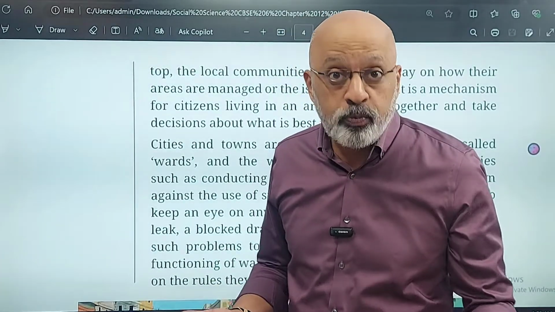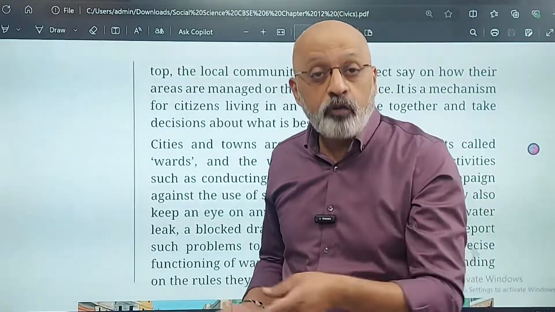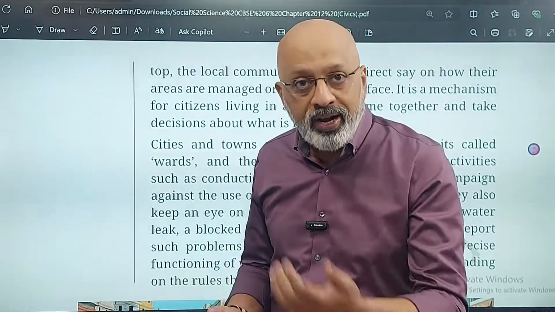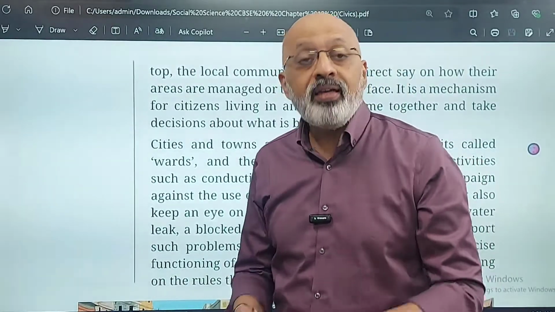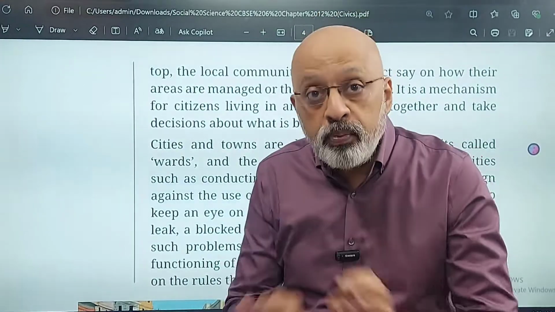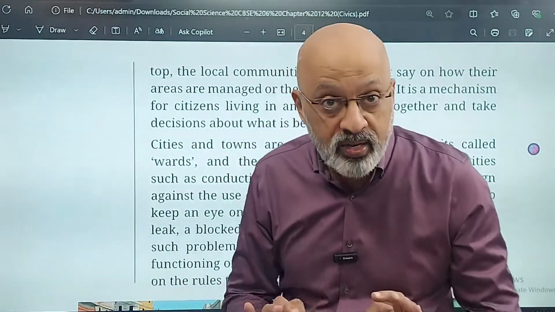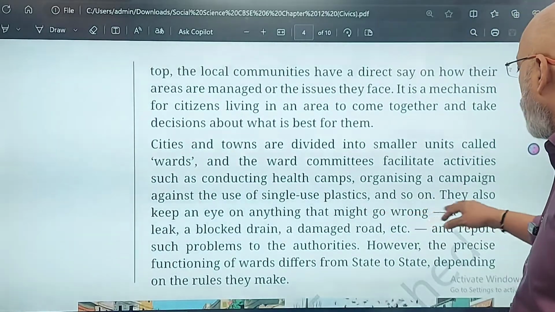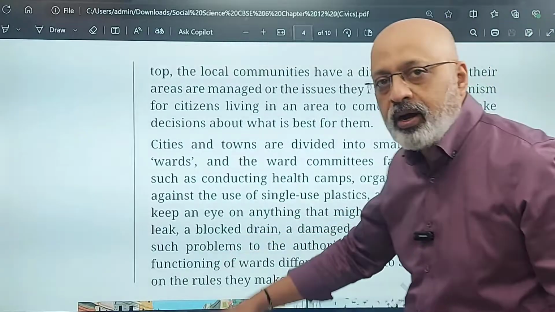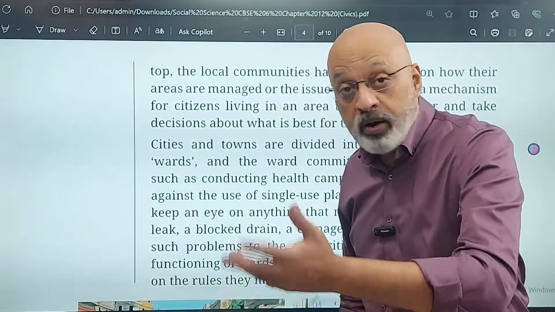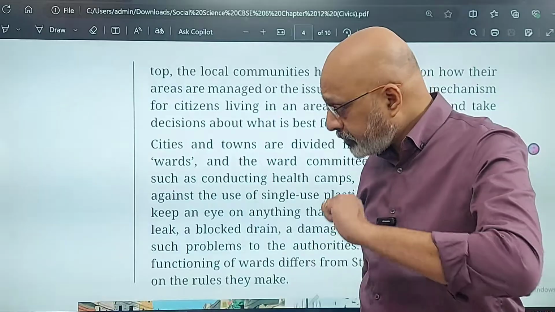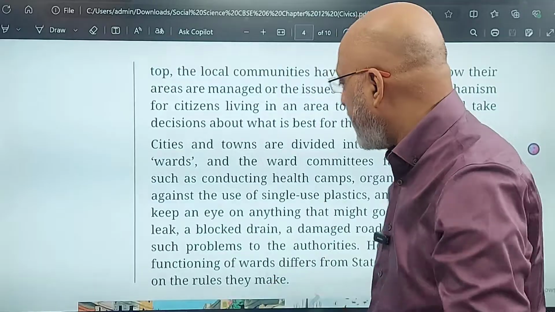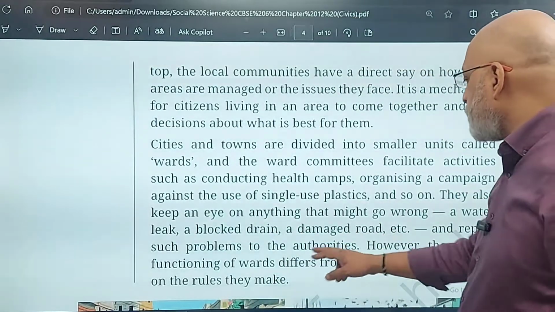Do you use a cloth bag? If you do, please say yes, that your family uses cloth bags. You carry it from home, you keep it in your vehicle and get vegetables or fruits or grocery in those cloth bags. That's what you should do. Please do not use plastic. Okay. Similarly, health camps. They keep an eye on anything that might go wrong, a water leak, blocked drains. As I said, these are not small, they are big matters, because they can upset your life. But these are issues which the ward committees of the municipal corporation take care of. A damaged road, etc., and report such problems to the authorities.